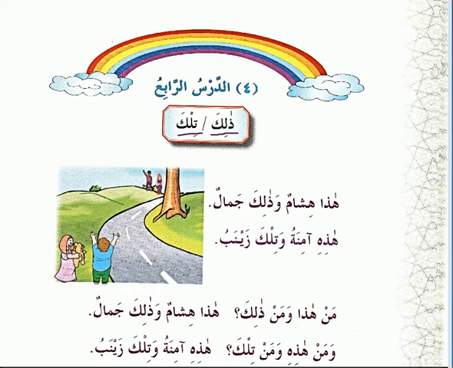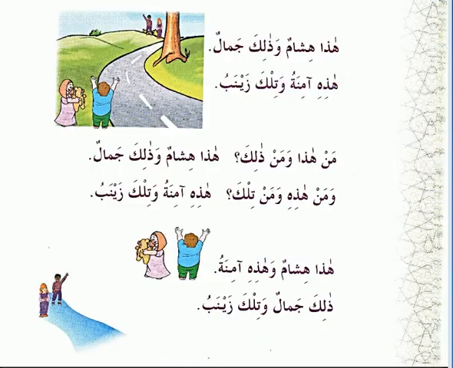Good. Okay. So let's just read the sentences. We'll go through the sentences really quickly. So let's read the first sentence. Hada Hishamun wa Dhalika Jamalun. So we have two sentences here. Good. I see you're typing up the translation. Right. This is Hisham and that is Jamal. Okay. So the first thing we have in here, the first pronoun we have is hada, right? Hada. And the hada points to something that is close, right? And we know it has to be hada because what comes after it? What are we pointing to? Who are we pointing to?